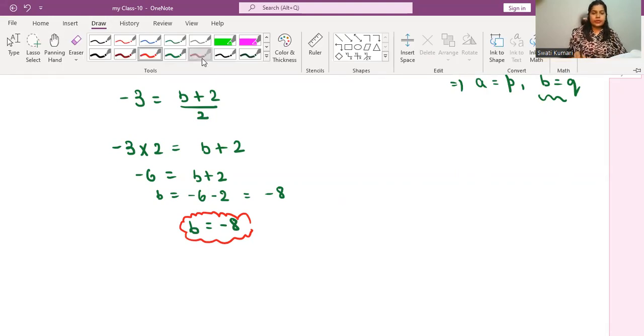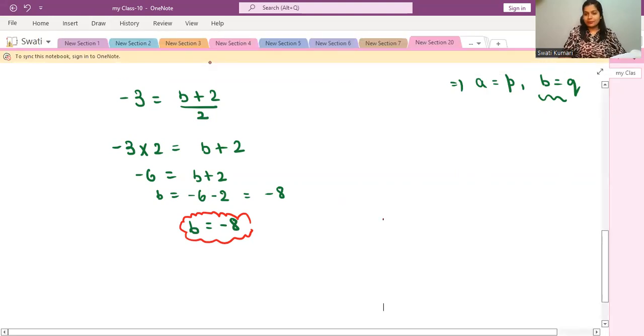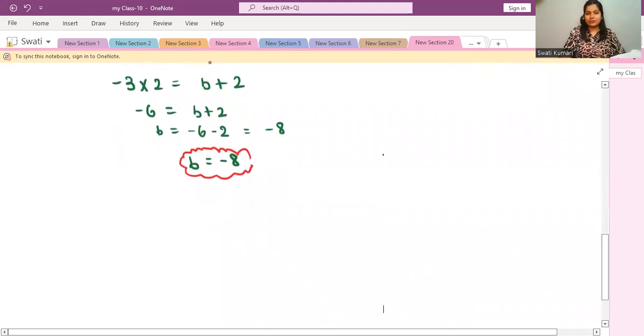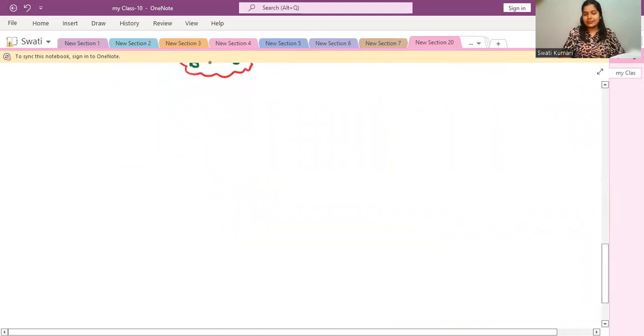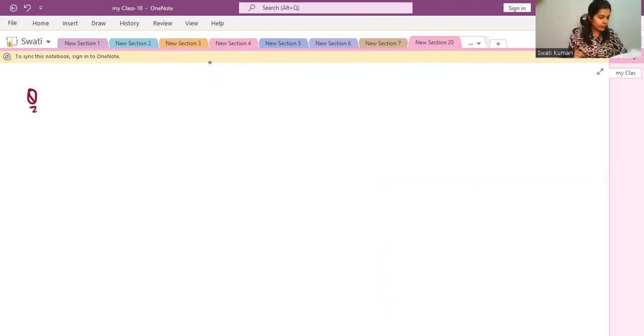Okay, let's go to the next question. And now the next question, if your favorite topic is probability, so yes, the next question is going to be on probability. The question says: a letter is chosen from the word triangle. What is the probability that it is a vowel? Very simple question. Let's write down the word first. So the word is triangle.